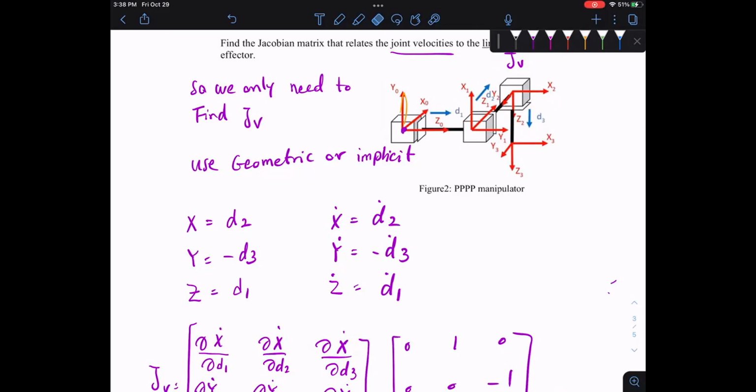So to understand which method to use, spend a minute or two to look at your robot and see which method is better. Now that I have x, y, z, I can find x dot, y dot, z dot, and you can see that they're all based on my joint variables, right? So d dot 2, negative d dot 3, and d dot 1. All I have to do is use the direct method for the Jacobian.